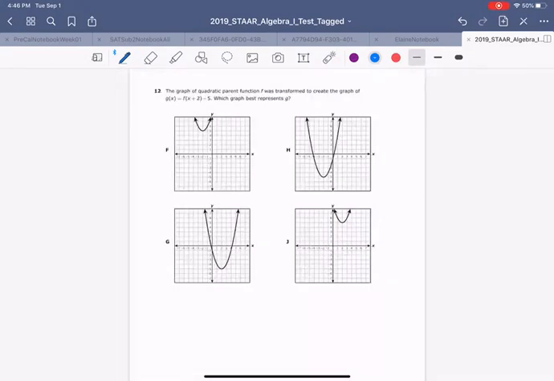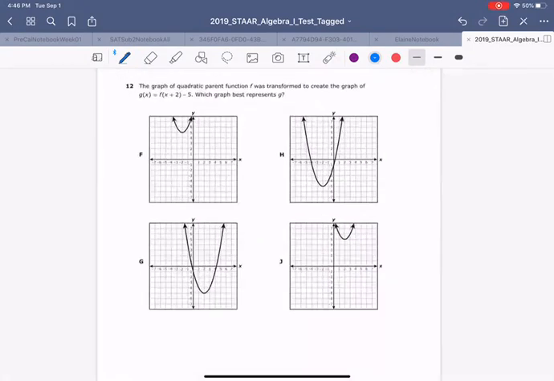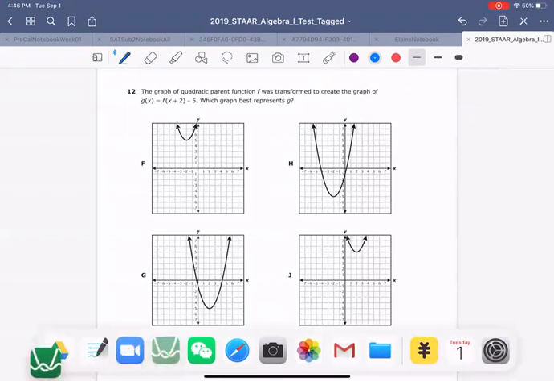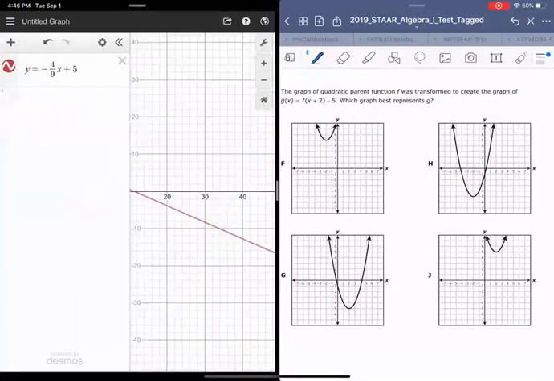Now let's look at 12. Graph of the quadratic parent function f was transformed to graph g. Yeah, I probably didn't teach you this yet. This is about the transformations. So I'm going to use Desmos to show you, okay?